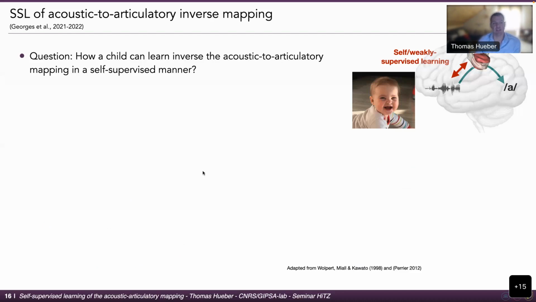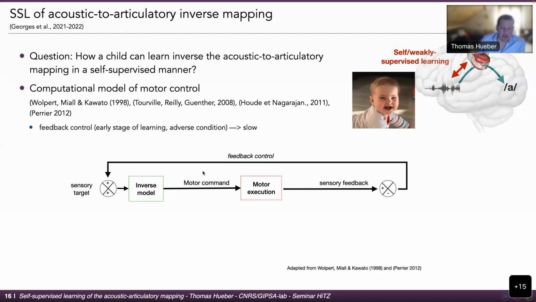And the question is how we can build this kind of self-supervised deep learning model to question how a child can learn this inverse acoustic to articulatory mapping in a self-supervised manner.